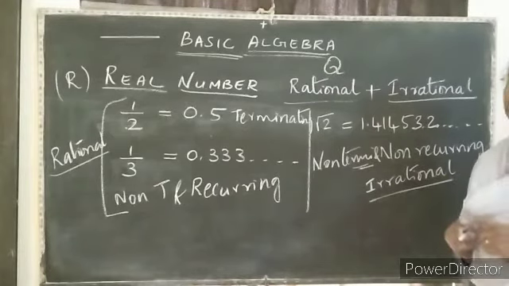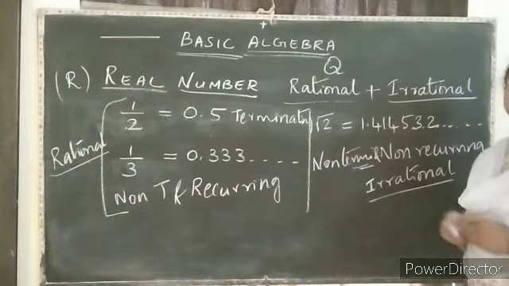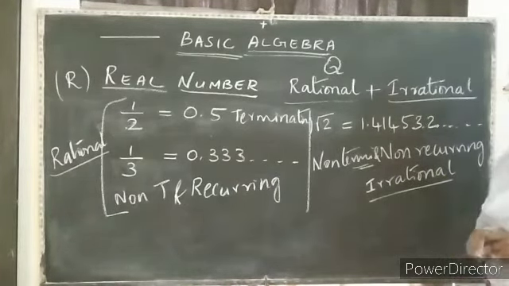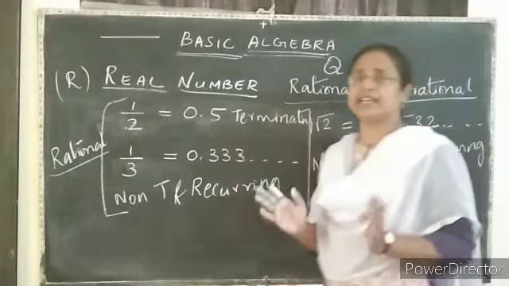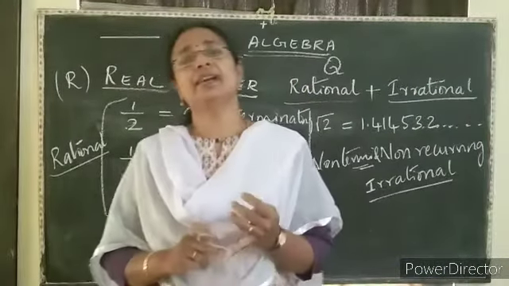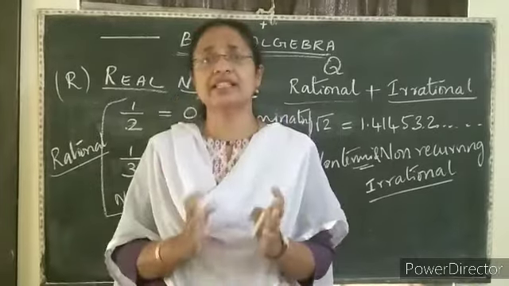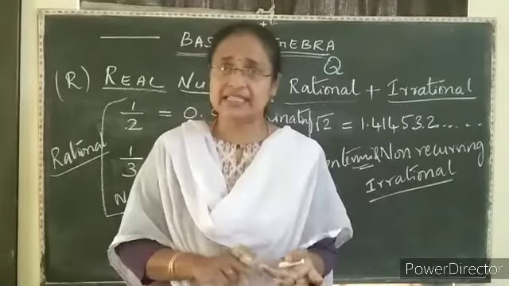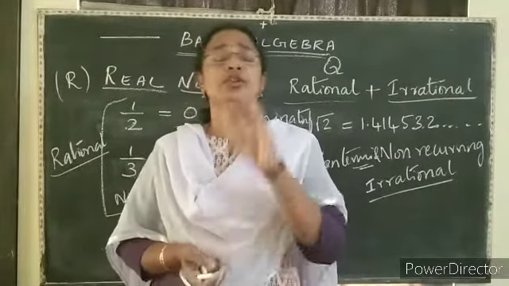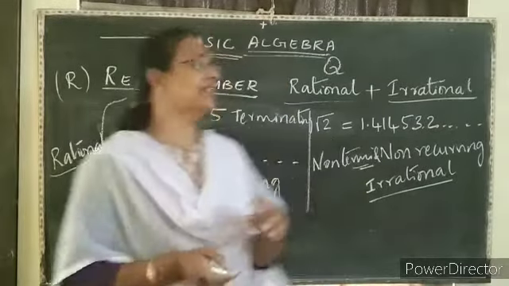You have to know this before entering into the basic algebra topic. Is it clear, students? So first, have a very clear idea of what is meant by a real number. A real number is a combination of rational and irrational numbers. We have discussed what is meant by a rational number.